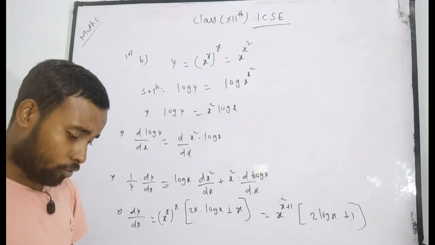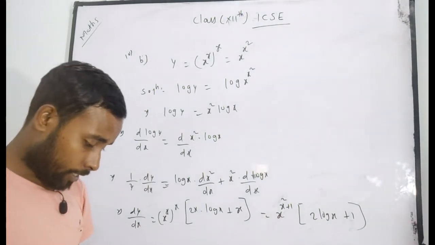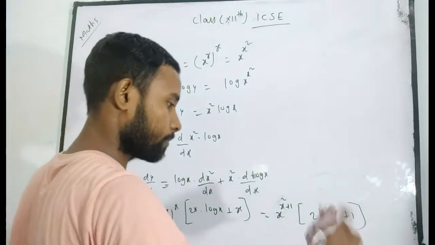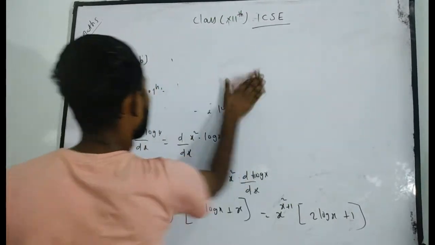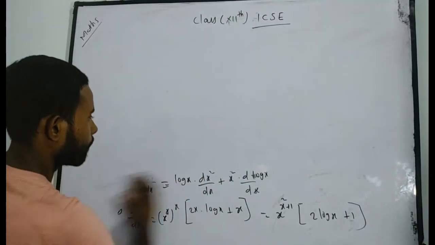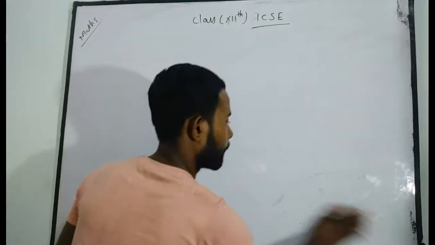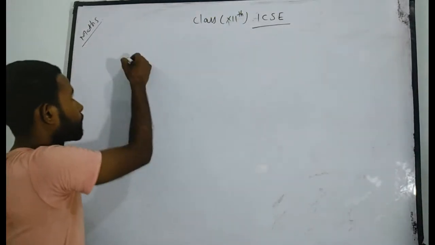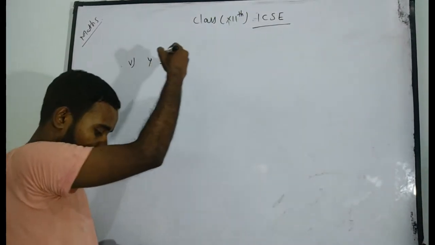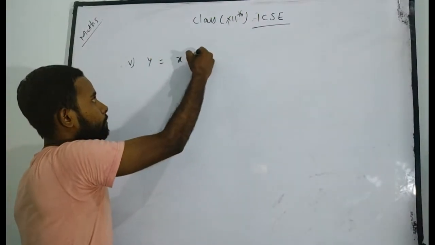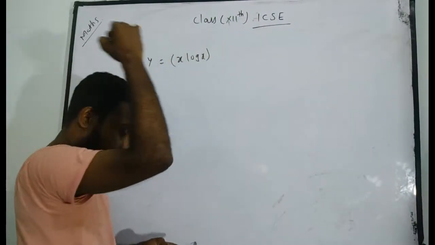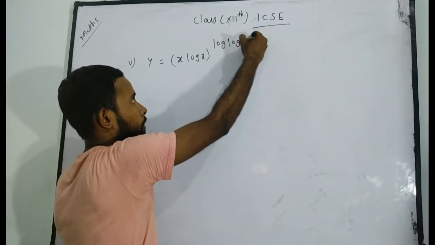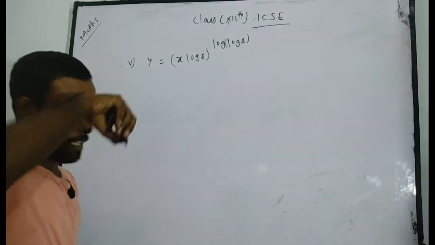Now I want to take you to your next question, and that question is very nice. See here. Next question for you: y is equal to (x log x) whole to the power log x. You have to find its derivative.